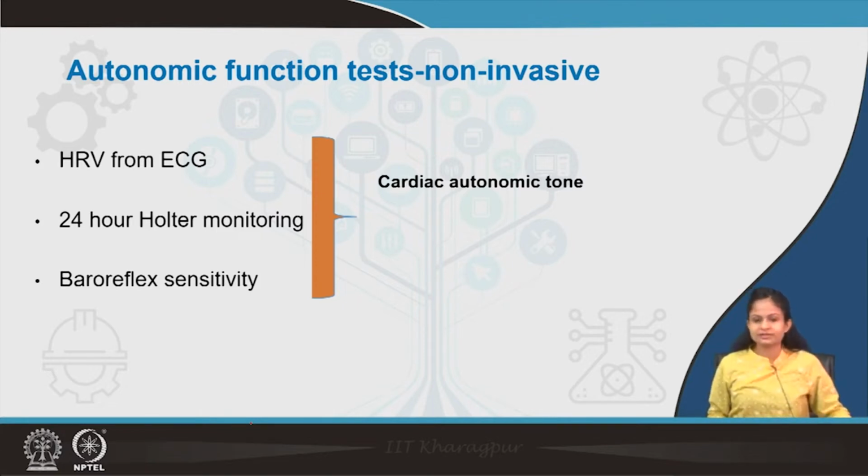and this autonomic function test depends on which neurotransmitters we want to check, or which pathway, or which fibers we want to check, whether sympathetic fibers or parasympathetic fibers. Now the domains are different, but the non-invasive autonomic function tests which we usually use are heart rate variability from the ECG recording, the 24-hour Holter monitoring and the baroreflex sensitivity.